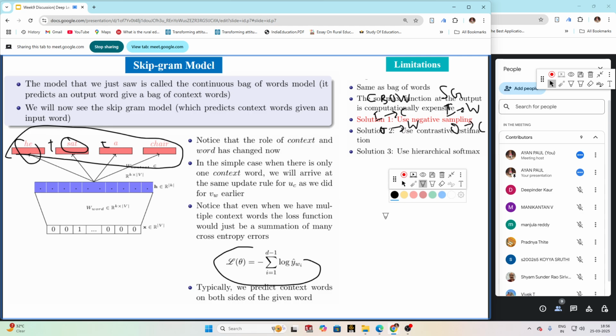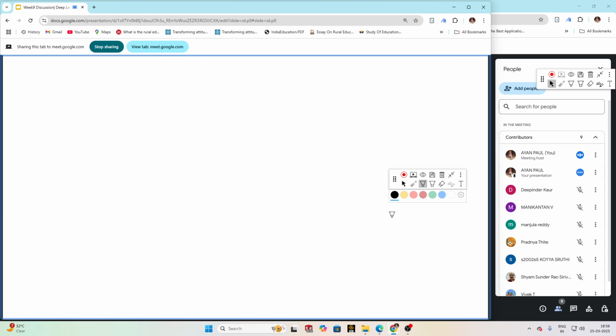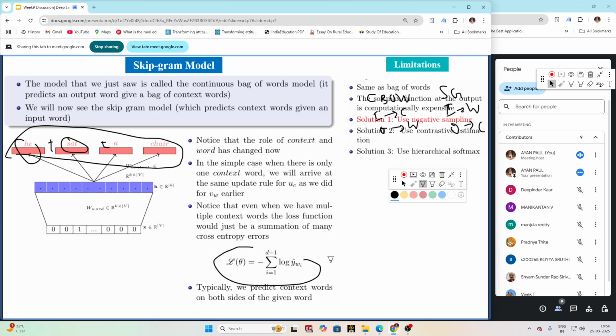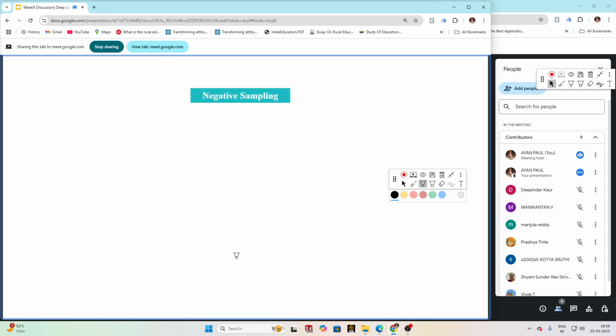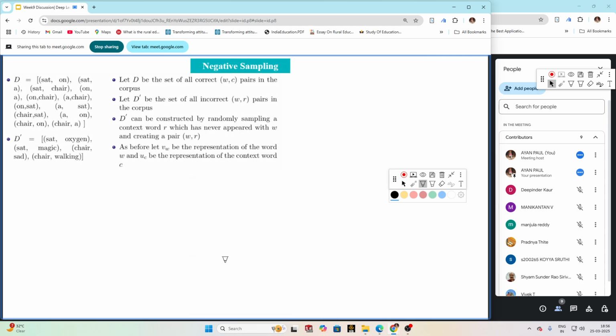So to deal with this, we have three methods that we use. Here our loss function is the major limitation, right? So we will apply three methods so that our loss function will be smaller than this loss function. What is the first method? The first method is something called negative sampling.